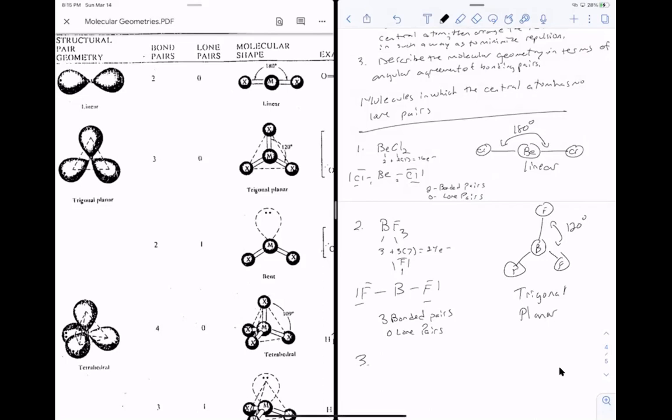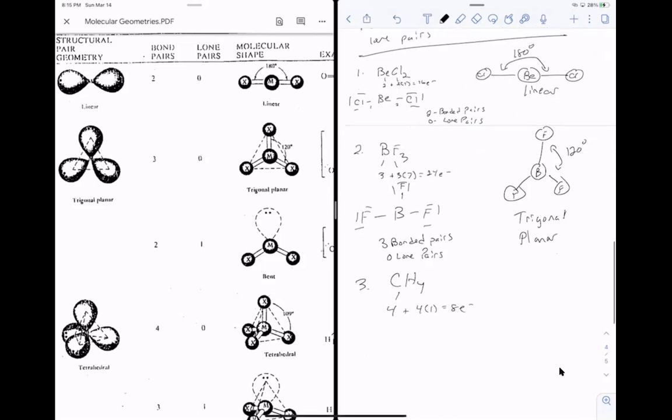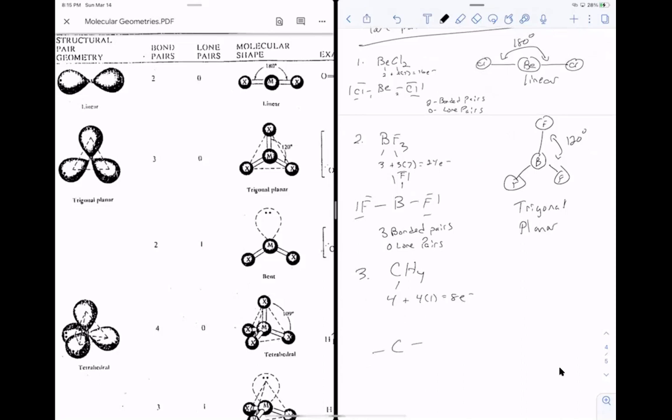Number 3. Number 3 is the first one that's in your notes. That's CH4. 4 electrons in the outer shell for carbon, 4 times the 1 electron in the outer shell for hydrogen. That's 8. We draw our Lewis structure, carbon with the 4 hydrogens surrounding it. We get 4 bonded pairs and no lone pairs.